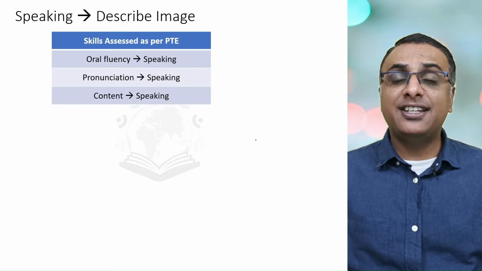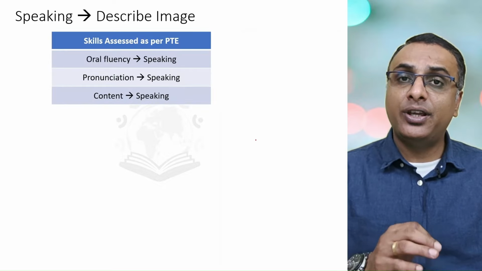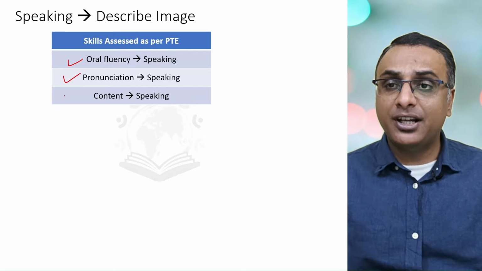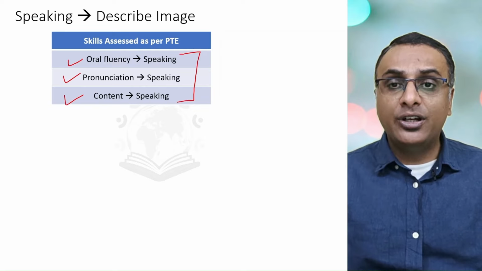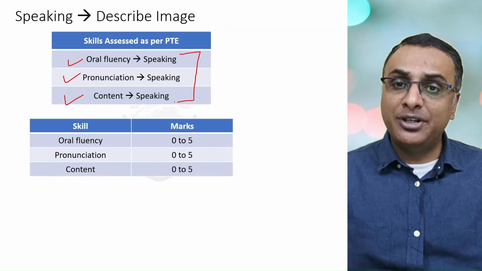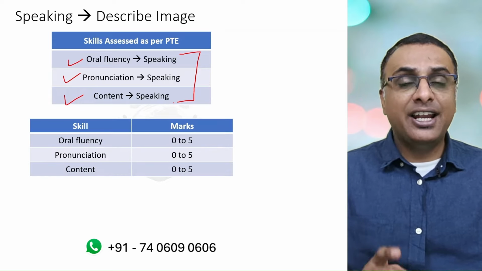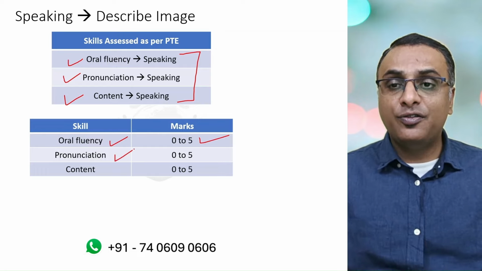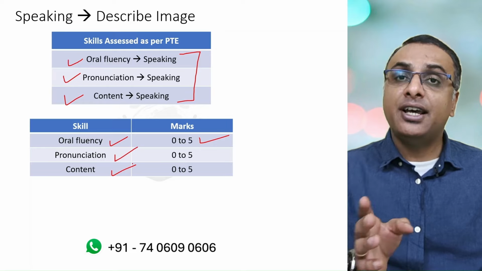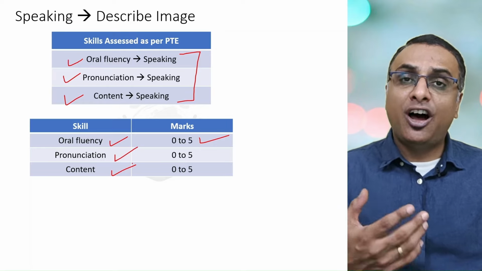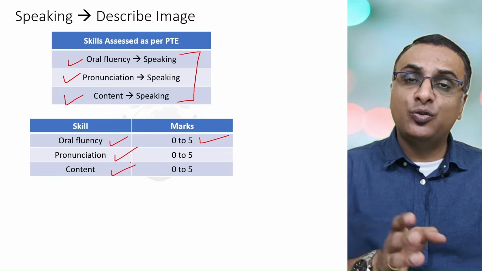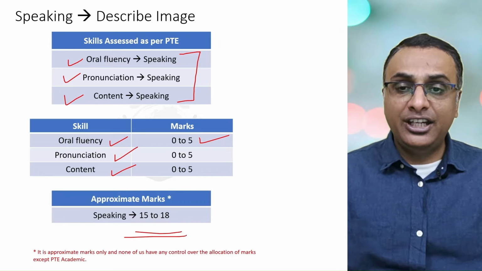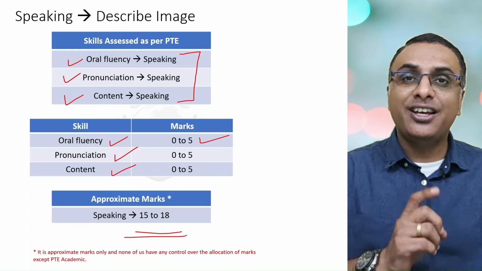Moving ahead, let's see the skills assessed as per PTE scoring guidelines. PTE says that they will measure your oral fluency, pronunciation and content only for your speaking module. How many marks would you get for each skill? It is approximately between 0 to 5 marks for your oral fluency, pronunciation and content respectively. In total, how many marks would you get for the 3 to 4 questions of your describe image? You would get anywhere between 15 to 18 marks only in your speaking module.